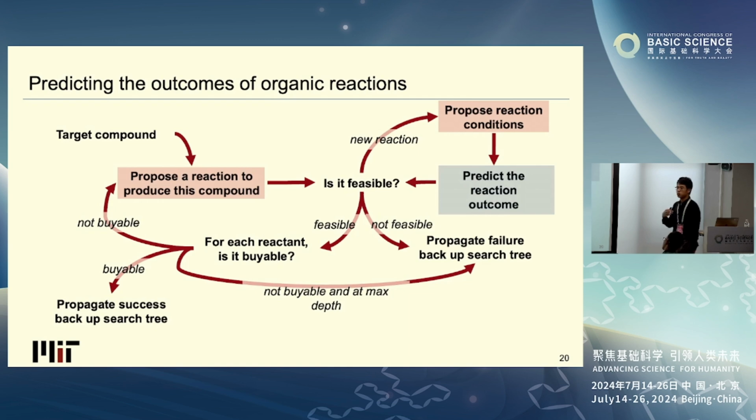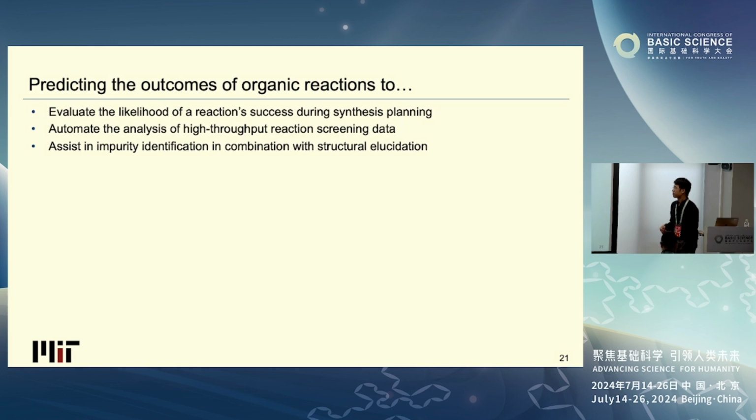And then the next step is we want to evaluate whether or not the reaction can actually get the outcome that we want. So this problem becomes: if we know what we start with as a reaction mixture, what can we get as the major product?